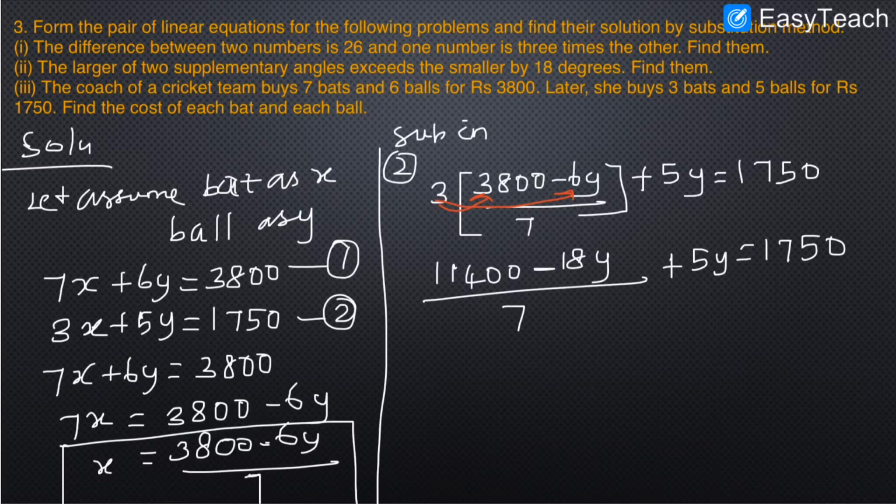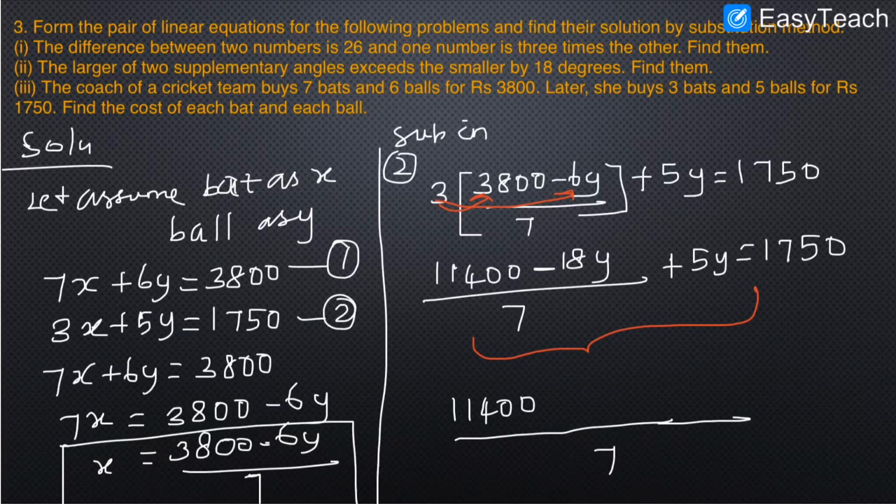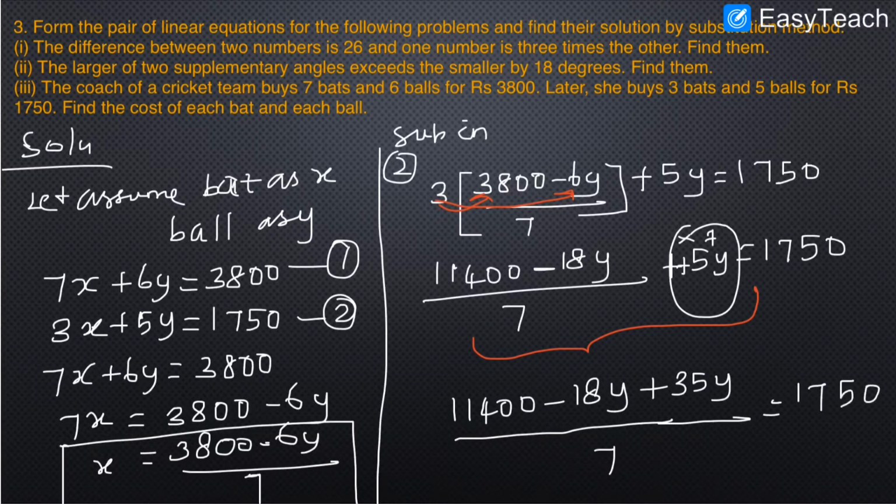In the next step, let me take the LCM for these two terms in order to add these. So the LCM of these two terms is 7. So I put 7 as the denominator. In the top I write the numbers as it is. For this term I'm going to multiply by 7. So 5 sevens are 35y equals 1750.